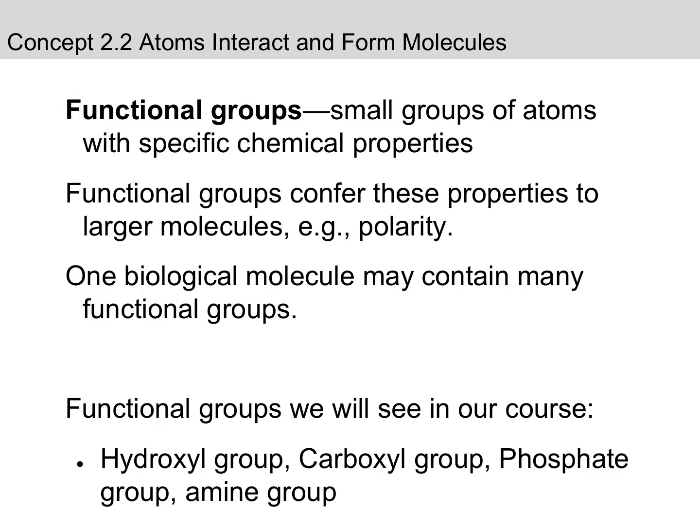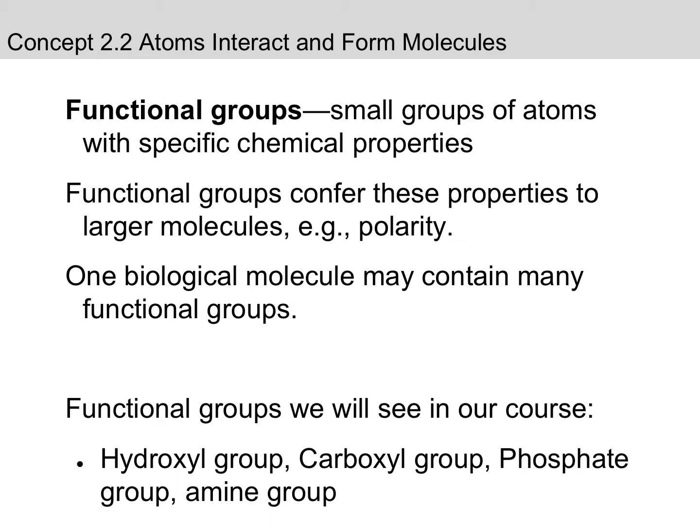Before we start talking about the macromolecules, we're going to talk about functional groups. Functional groups are small groups of atoms with specific chemical properties. Functional groups confer these properties to larger molecules. For example, a molecule can be non-polar but may have a functional group that is polar, so that one section of a larger molecule would be considered polar, just that one section. One biological molecule may contain many functional groups. And so there are several functional groups we're going to see in this course.